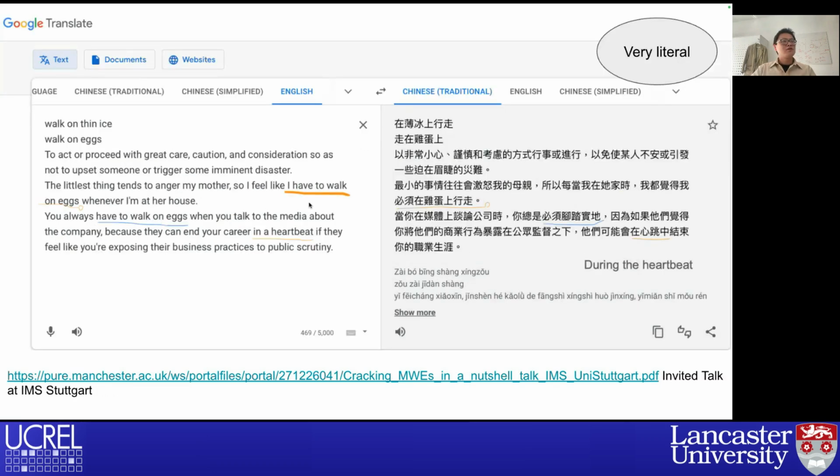Another literal translation example is, here, "little things tend to anger my mother, so I feel like I have to walk on eggs whenever I'm at her house." When it translates to Chinese, it's translated literally as walking on eggs. So Chinese people will be confused about what it means when you go to your mom's house and you literally walk on eggs, unless there are too many chickens and eggs, right?